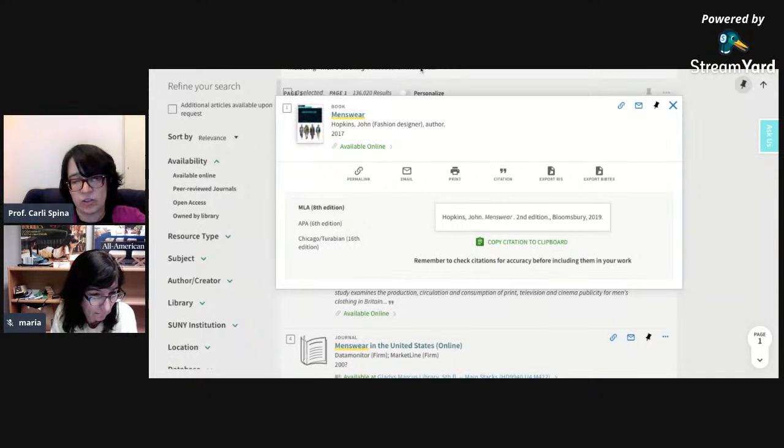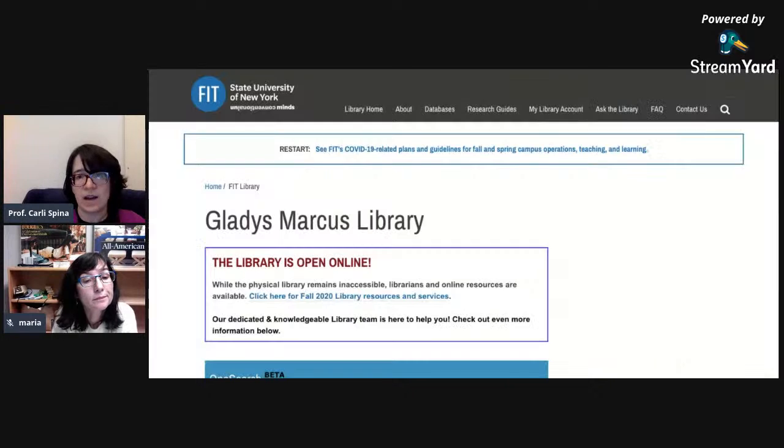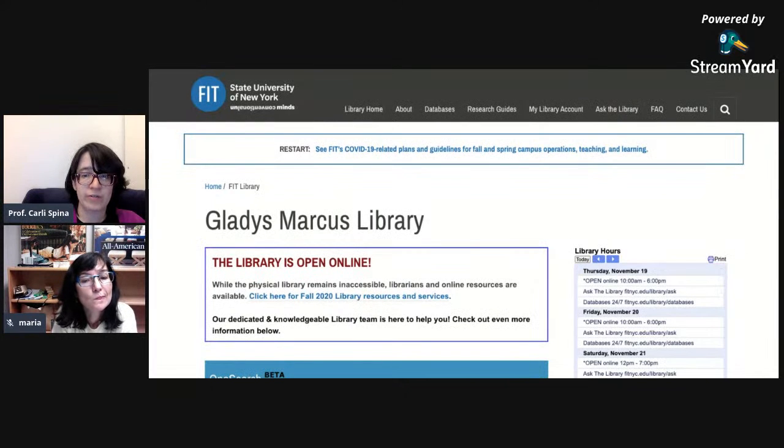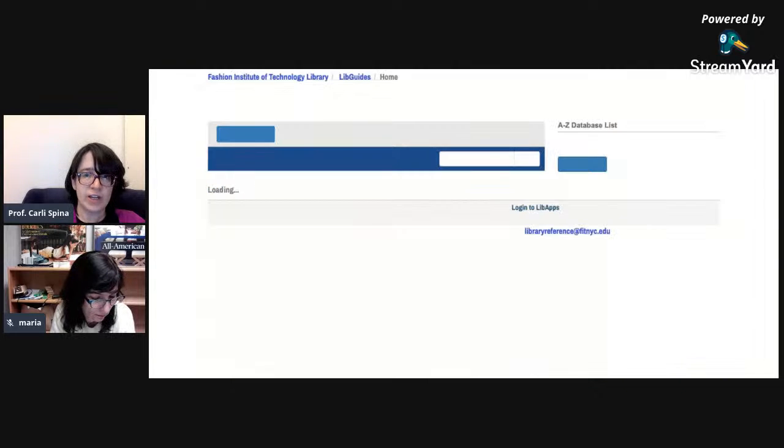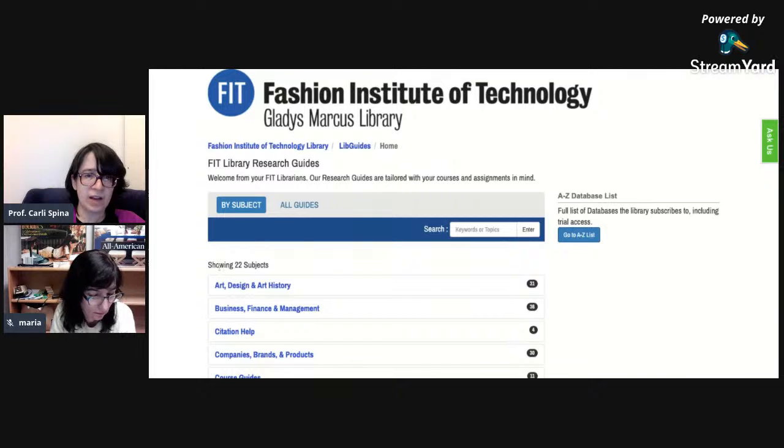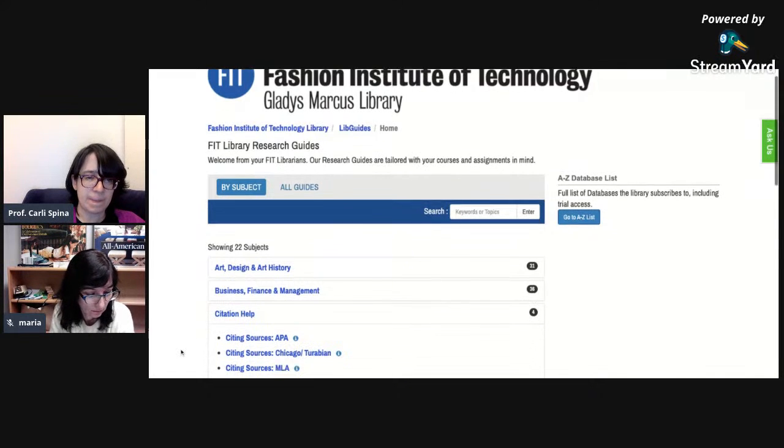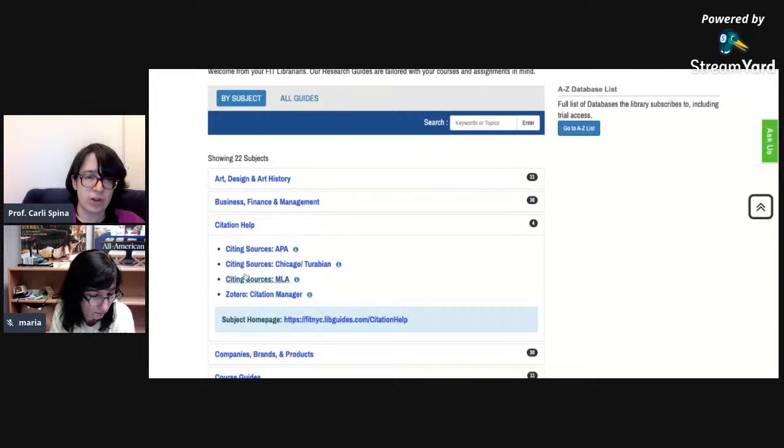So now we can go back to the homepage again, and I can show a couple more resources and where to find them. So I did mention that you might want to use our research guides. If you are interested in our citation research guides, you'll find those up here on our research guide page. And you'll see here is that citation help section that I mentioned. If we click on it, it's going to take us to all three of the guides. And our newest one is Chicago Turabian. So even if you have not seen that in the past, we do now have that.